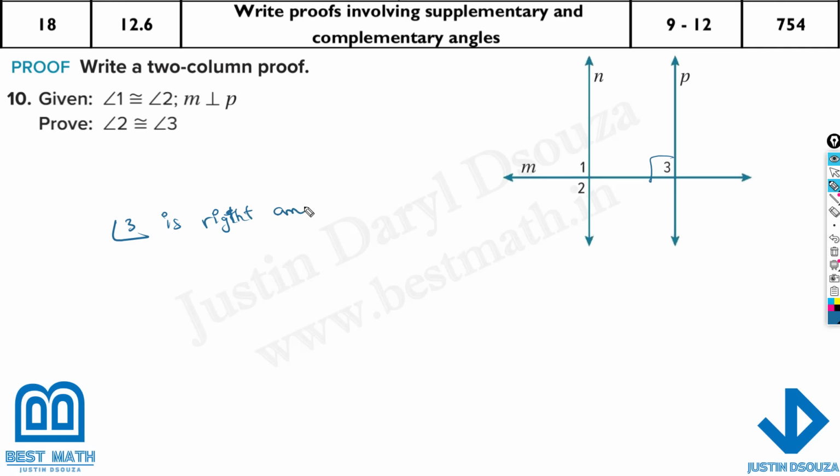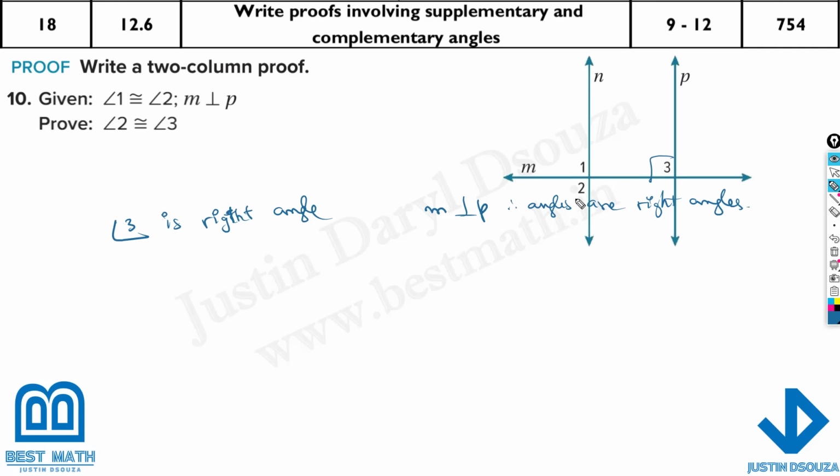GHT, right angle. I'm not writing the given, but you need to write both these statements as given, and the reason being M is perpendicular to P, and therefore angles are right angles. When two perpendicular lines are there, all the angles will be right angles. That's the reason. Okay, that is fine.